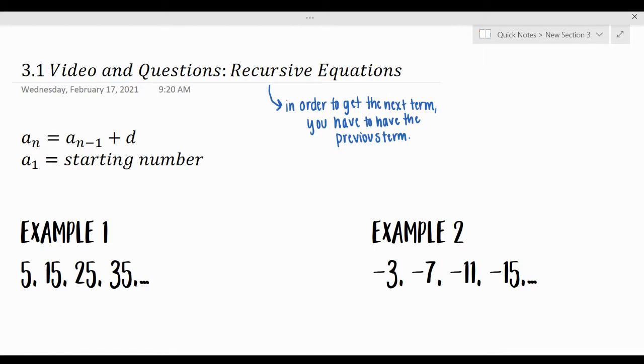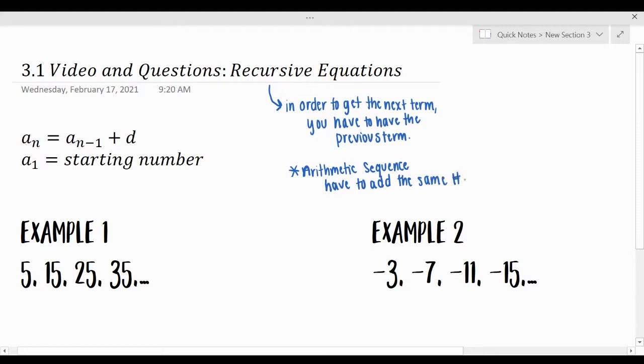Now, also, we have to have what we call an arithmetic sequence. And in order to have an arithmetic sequence, you have to add the same number each time. And we call that number each time the common difference.